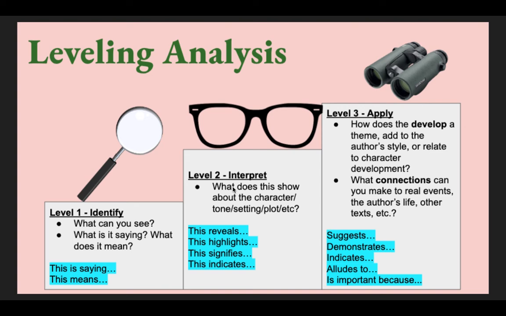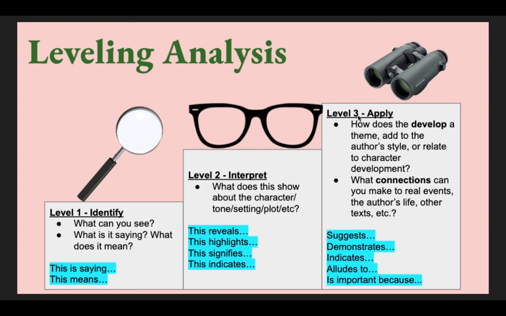Then level 2, interpret. So what you have to do here is you look at the individual part. Here you look at how it applies to the whole book. So what does it show about the character, the tone, the setting, the plot? So does it foreshadow anything? How does it develop the setting, the tone? How does it make you feel about the character?